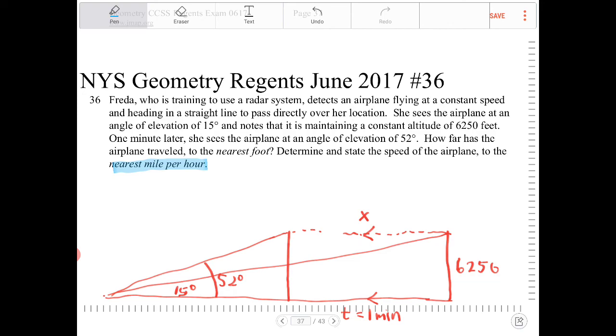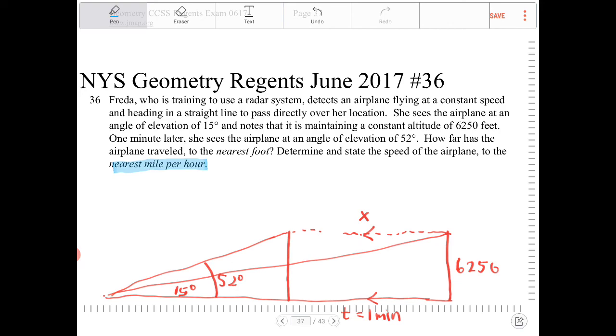A minute later, she sees that the airplane is at an angle of elevation of 52 degrees. How far has the airplane traveled to the nearest foot? Determine and state the speed of the airplane to the nearest mile per hour.